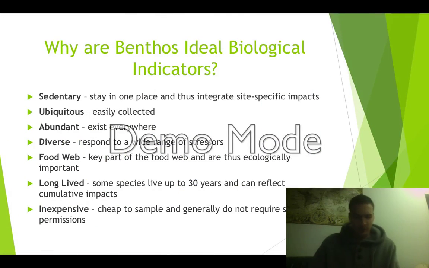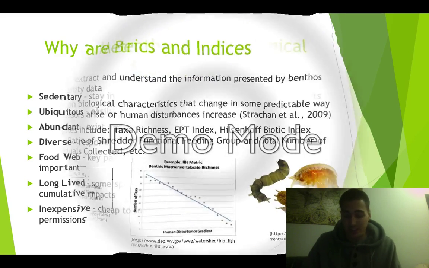So what makes benthos such ideal indicators? Well, according to the literature, this is because they are sedentary and can thus integrate site-specific impacts. They are ubiquitous and are easily collected. They are abundant and exist in all surface water bodies. They are diverse and respond to a wide range of stressors. They are an integral part of the food web. They are relatively long-lived and can reflect cumulative impacts. And finally, they are relatively inexpensive and do not require special permissions to sample, unlike fish.